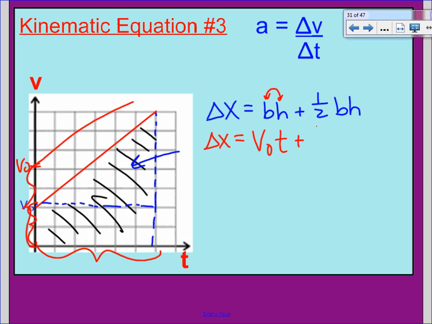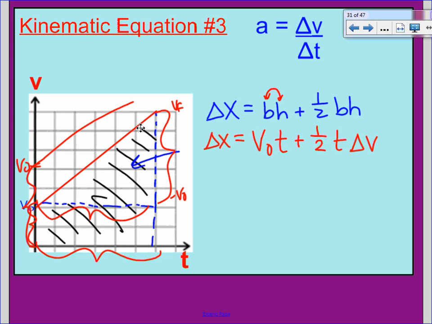Plus, now we have to write the area of the triangle. Well, we have 1/2. What's the base of the triangle? Well, that would be time. And what would be the height? Well, the height would be whatever the final velocity was minus the initial velocity. Or another way of writing that is delta v.